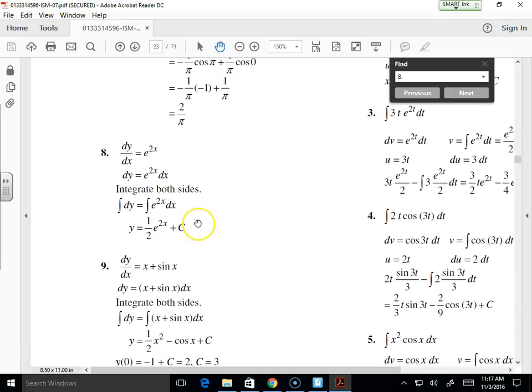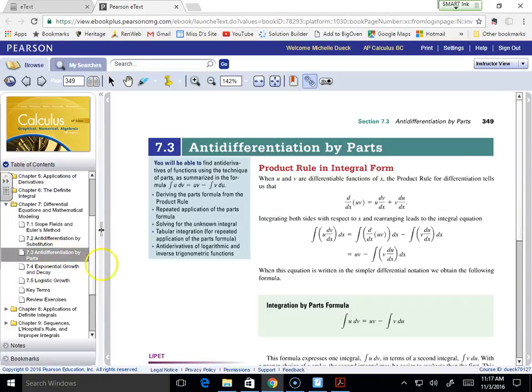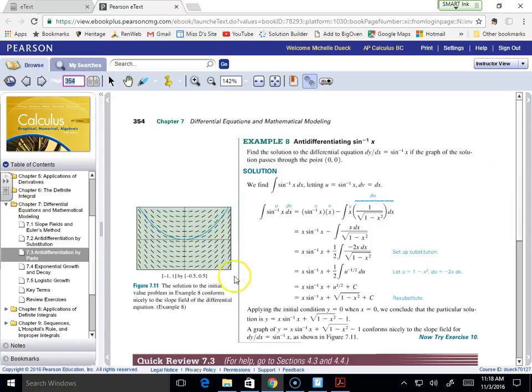1/2 e to the 2x plus c. What? Did I do the wrong one? Oh, hold on. Wait. You check. Is it the wrong one? Yeah. No, wait, is it? No. You sure? It's number 8. What page was homework on? Who has it right there? Yeah. 354. What? Oh, 350.